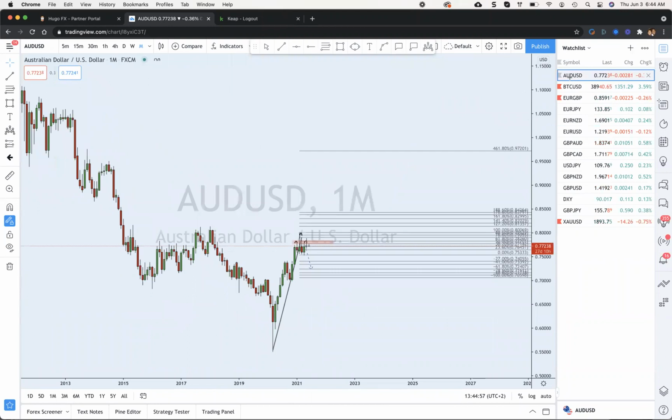AU. That one looks different. But yeah, it's in the zone too. It could come up to here to 80 again to retest.